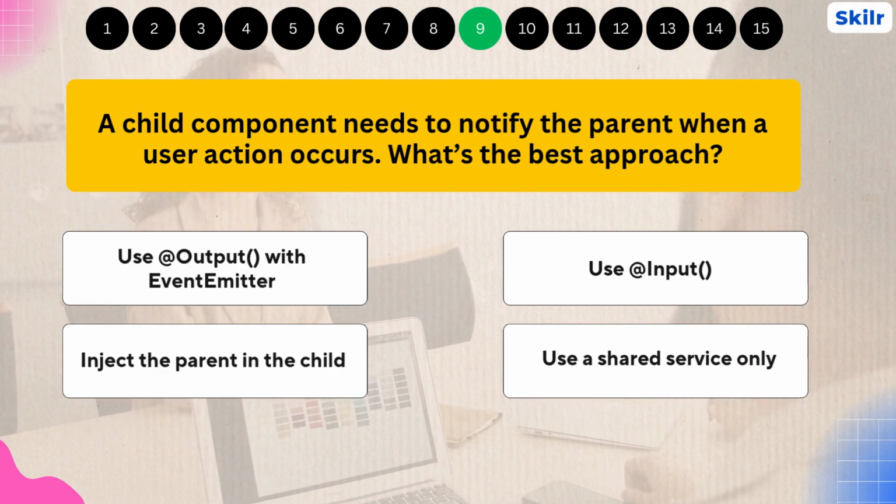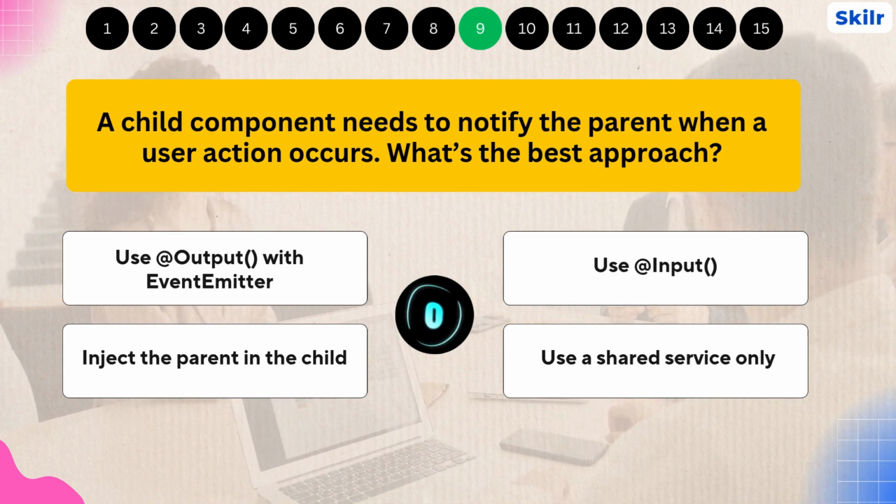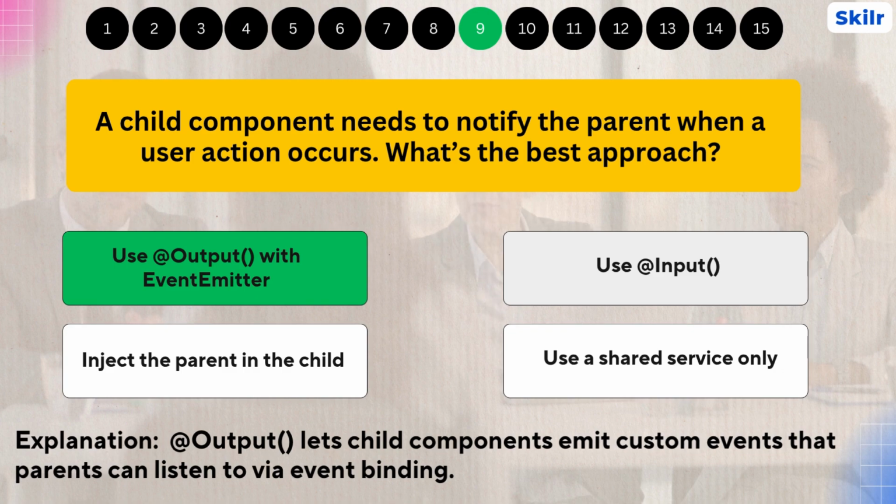Question 9. A child component needs to notify the parent when a user action occurs. What's the best approach? The correct answer is use @Output with EventEmitter. Where @Output lets child components emit custom events that parents can listen to via event binding.